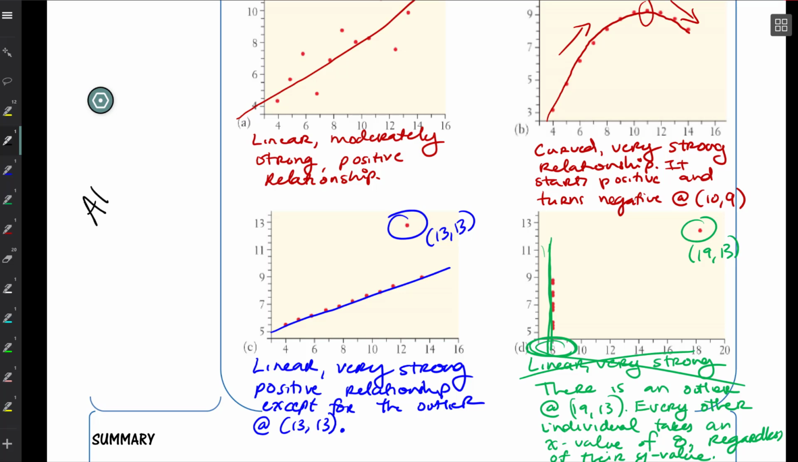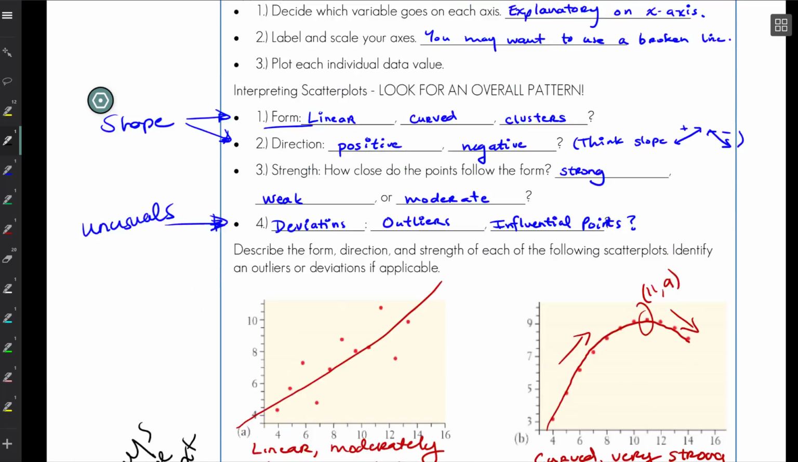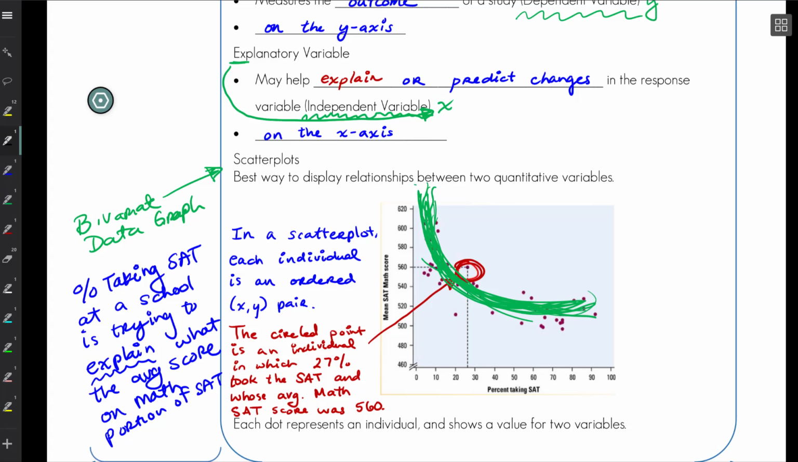So don't forget, always describe in context. Don't talk about points, talk about the values. Identify the X and Y variables by name. Talk about the individuals, the X and the Y variables by name. That's how we describe things in context. Now, let's go back up and describe this distribution of bivariate data in context. Okay?